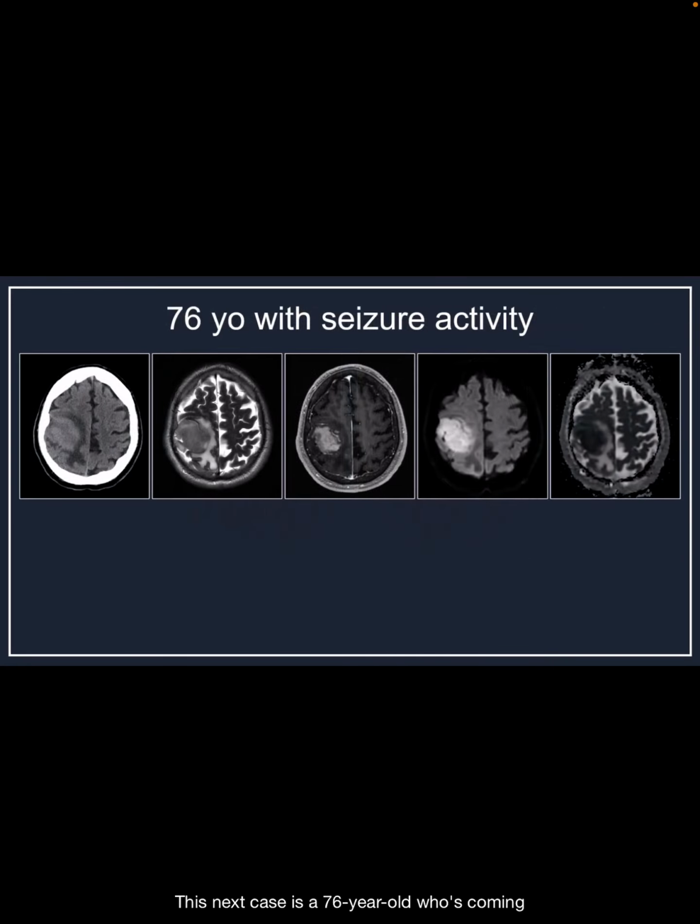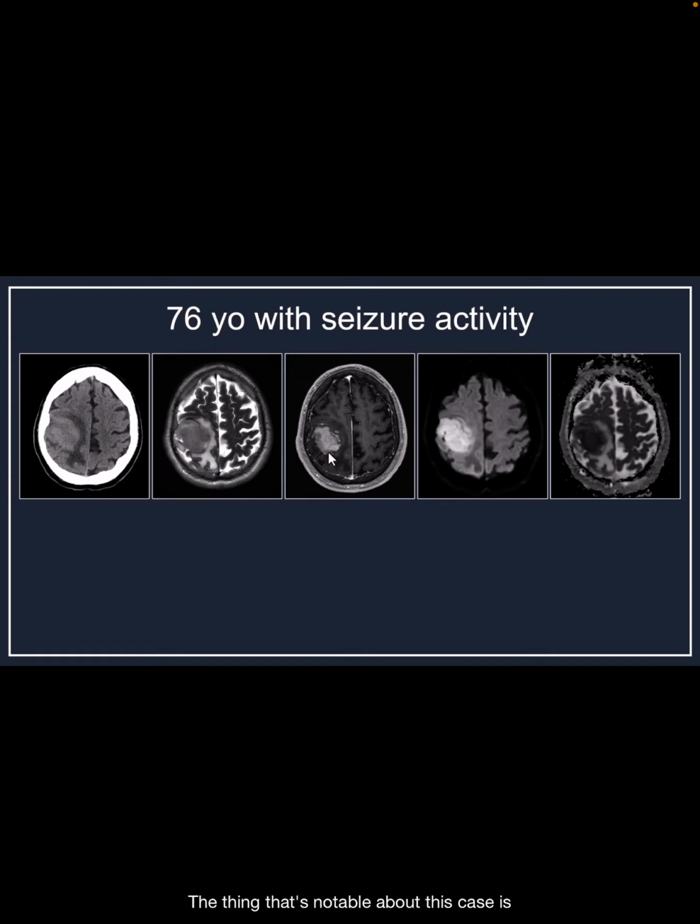This next case is a 76-year-old who's coming in with seizure activity, and we can see on this head CT that we've got this area of hypercellularity. Doesn't quite look like it has the density that is going to match a hemorrhage, but there's something that's certainly not right about this lesion. The patient gets an MR, and we can see on T2 that it's relatively dark. It's got this kind of well-circumscribed area of enhancement.